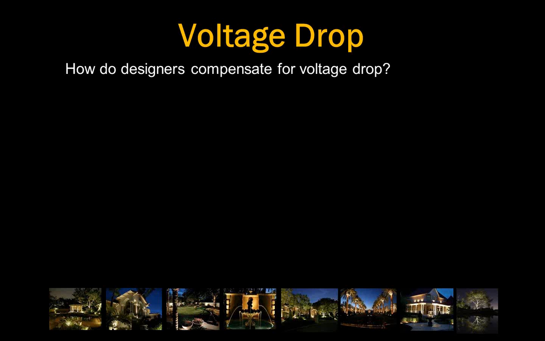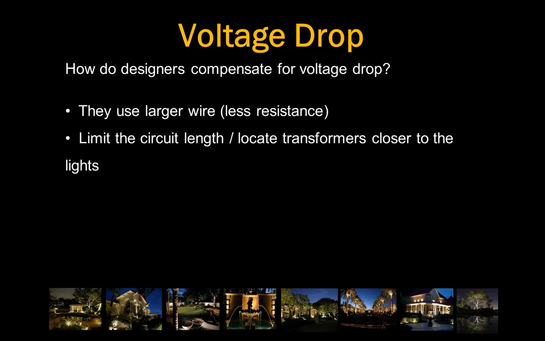So how do designers compensate for voltage drop? Well, first they'll use larger wire. I'll just put 10 gauge in the ground and that'll work. They limit the circuit length, which means they'll shorten that length coming out of the transformer, but then use more transformers around the properties in order to get the lights to work. They won't do anything at all, and they'll leave it up to the electrician to design it at 120 volts.